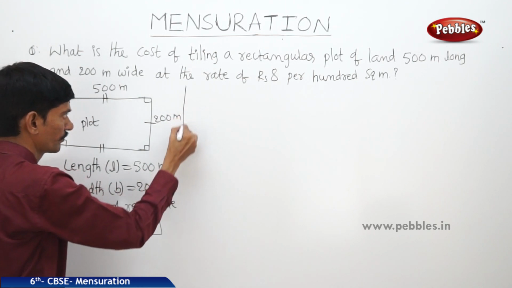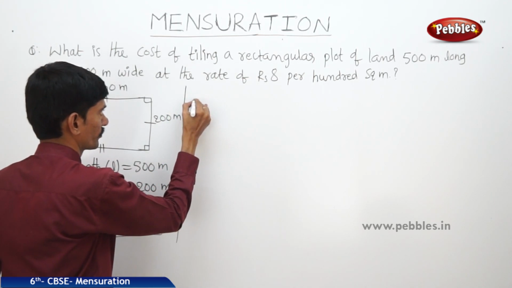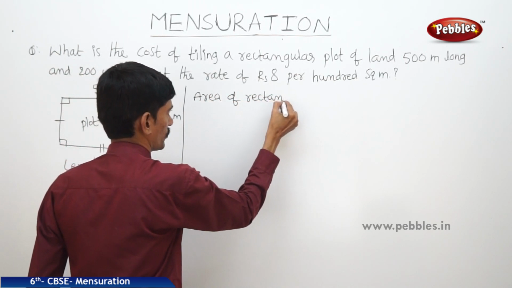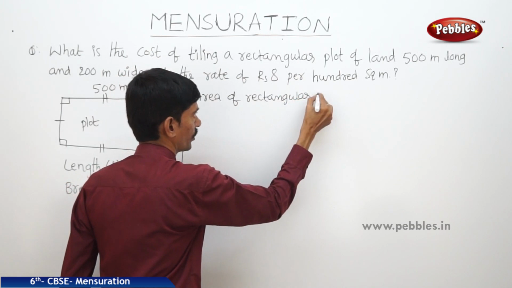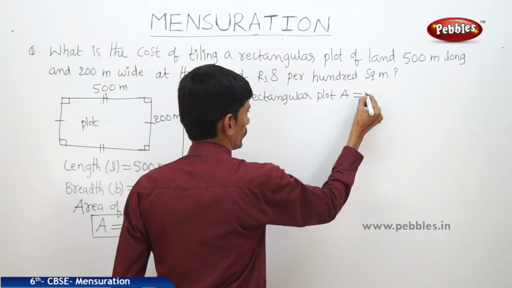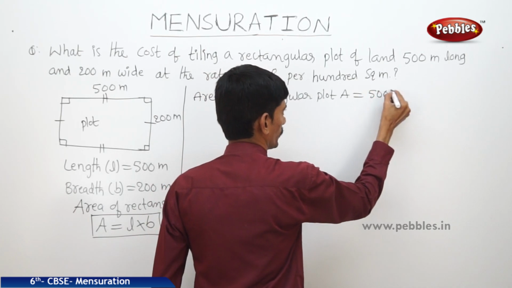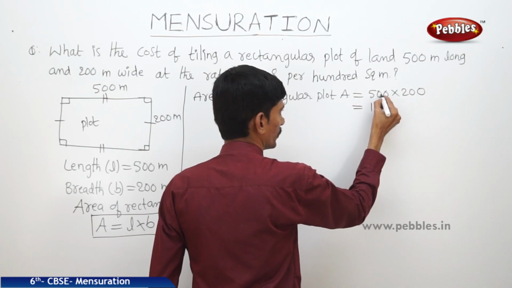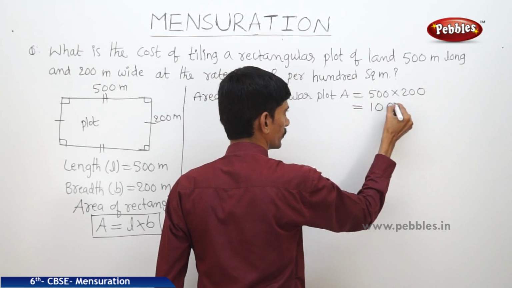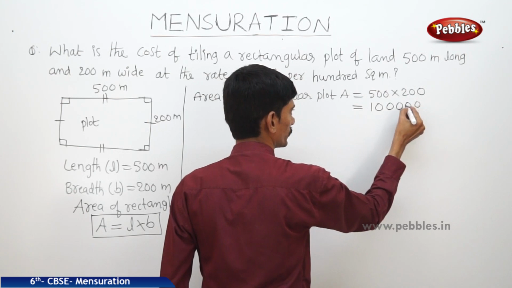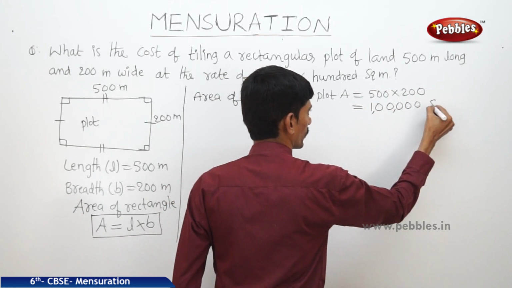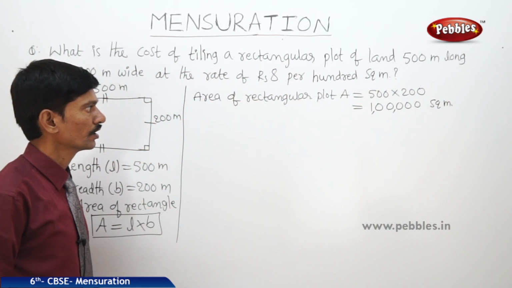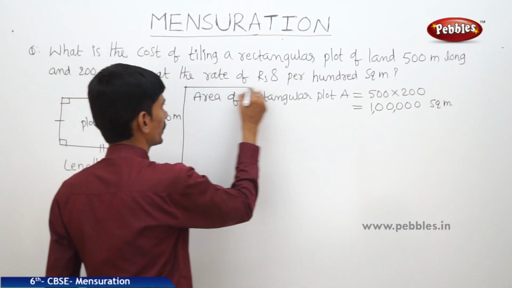So here the area of the rectangular plot equals 500 into 200. So this equals 5 twos are 10, and four zeros. So 1 lakh square meters. So this is the area of the rectangular plot. Now we have to find the cost of tiling.